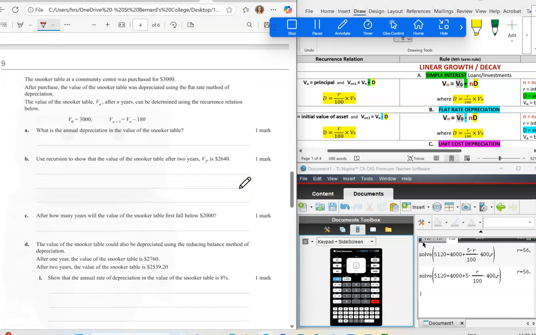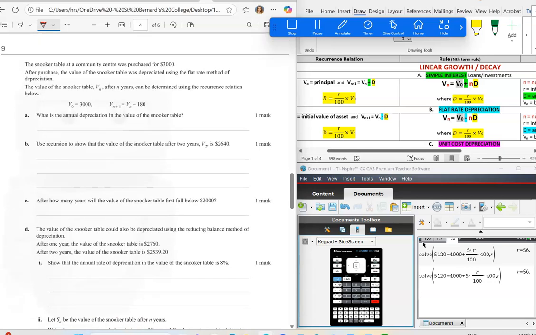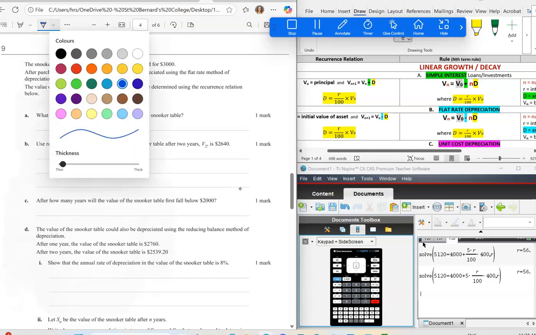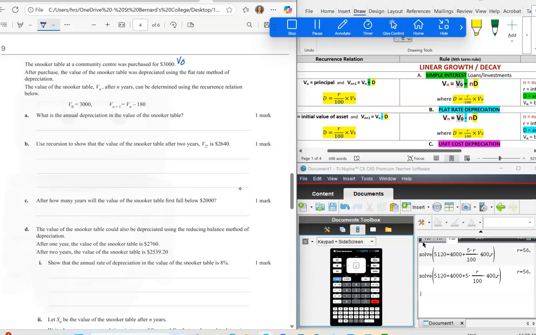A snooker table at a community center was purchased for $3,000. After purchase, the value of the snooker table depreciates using the flat rate method. So we were told to use flat rate. The first question was, what is the annual value of D? So how much is it going down by every year? Just reading it, here's the formula. How much is it going down by? 180.